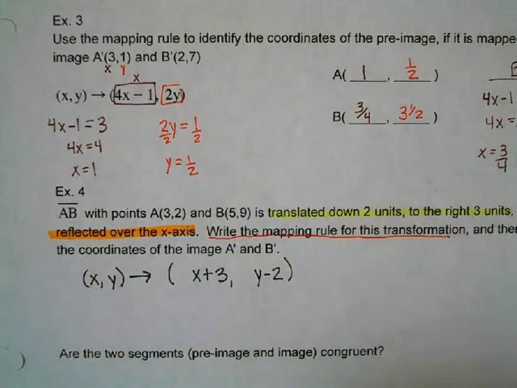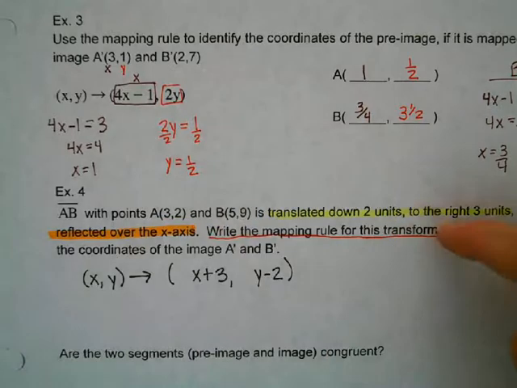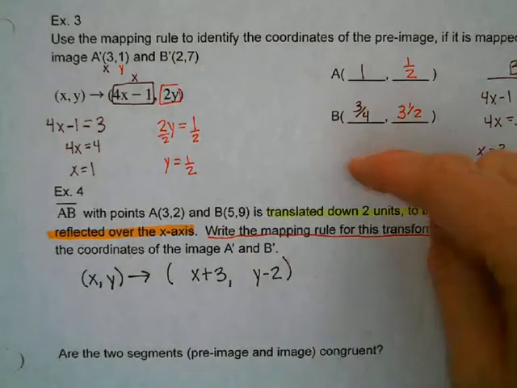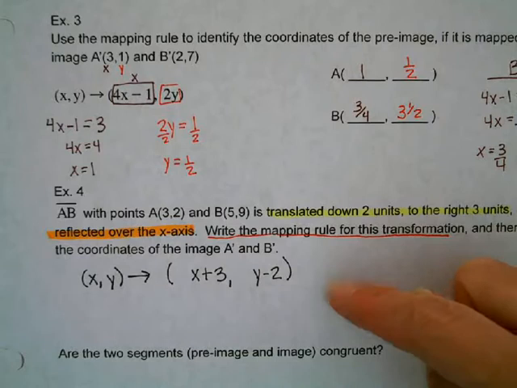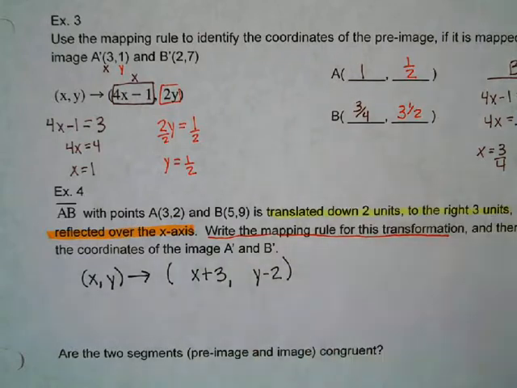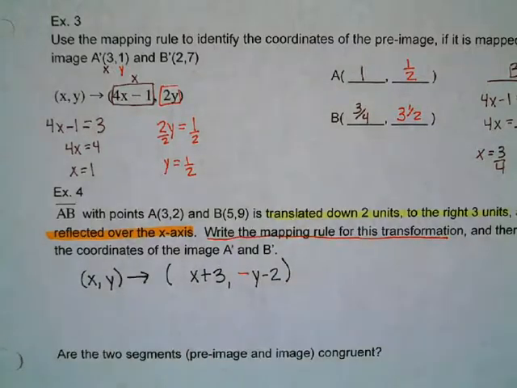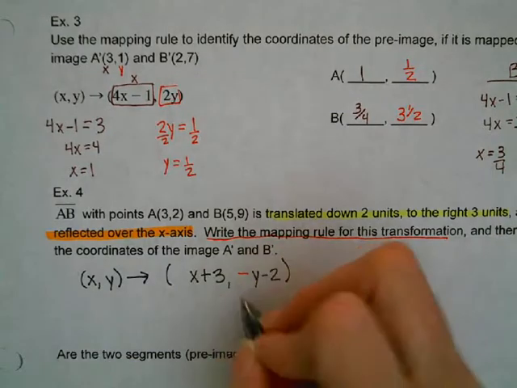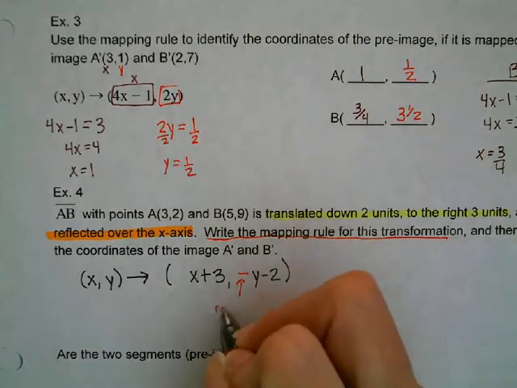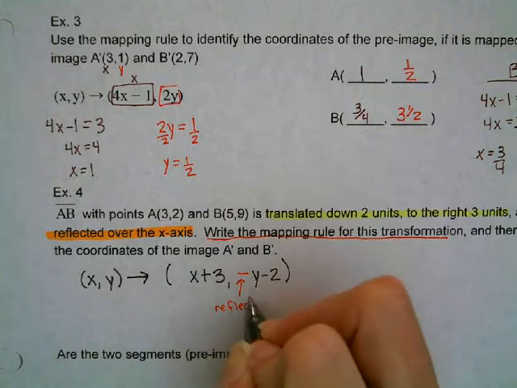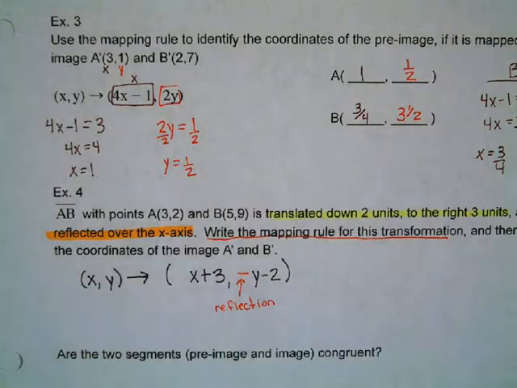It says, and reflect over the x-axis. So you got to think, if you reflect over the x-axis, which value does that change? Let's pretend this is our x-axis. If I took a picture and I flipped it over the x-axis, that would change its y values. So you want to put a negative sign here because that would imply reflecting over the x-axis. Changes the y value. So this is because of the reflection.